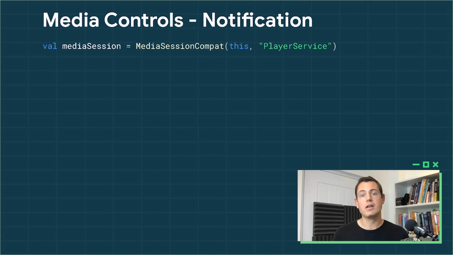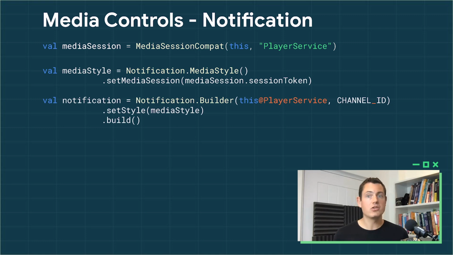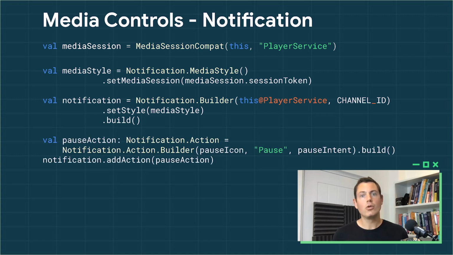This is usually done inside a service if your app plays audio in the background. Then, create a media style object and supply your media session token to it. Now, create a notification which is styled by your media style object. By doing this, you've connected your media session to the media controls. You'll also want to specify any actions which your users can perform, such as pausing and skipping to the next track. And this can be done using add action.